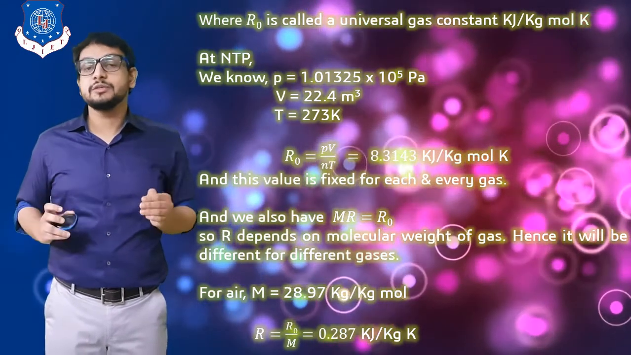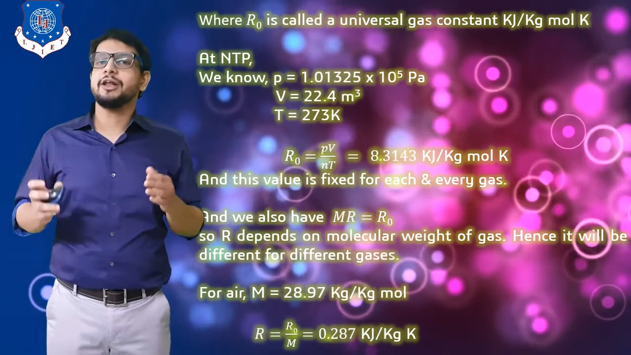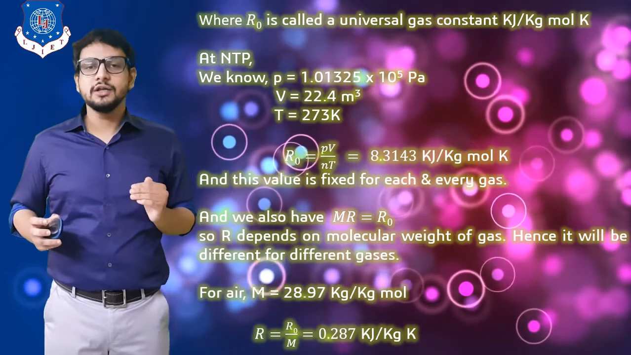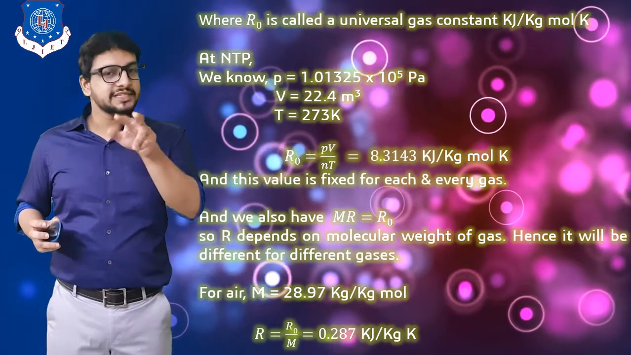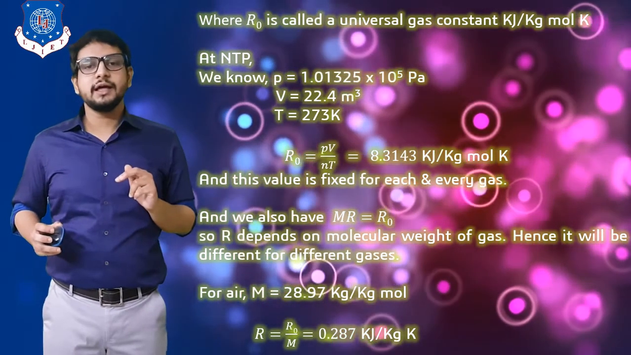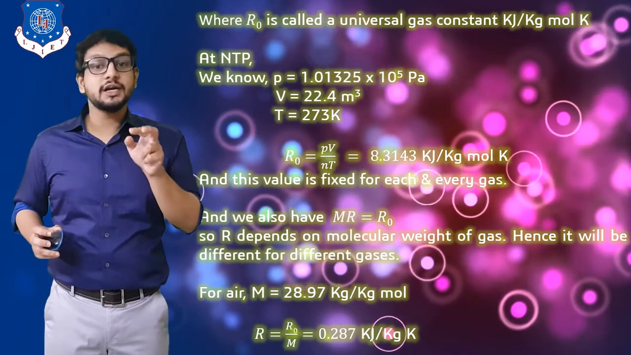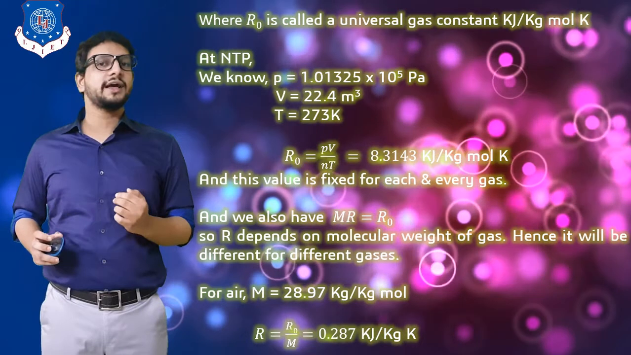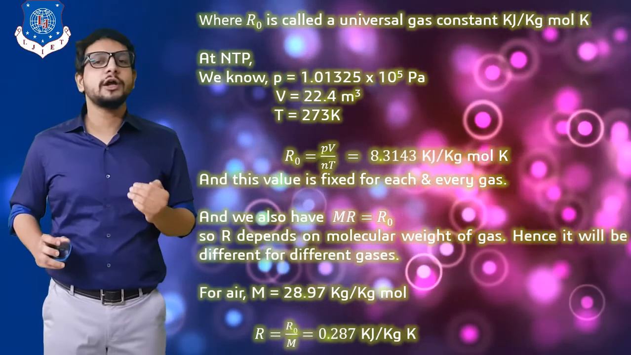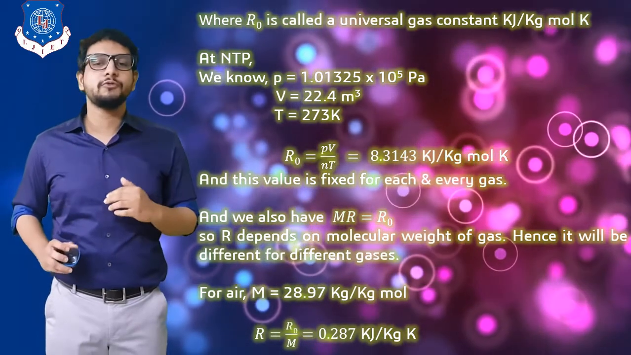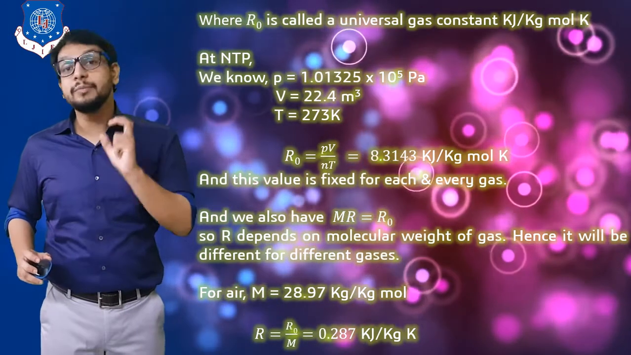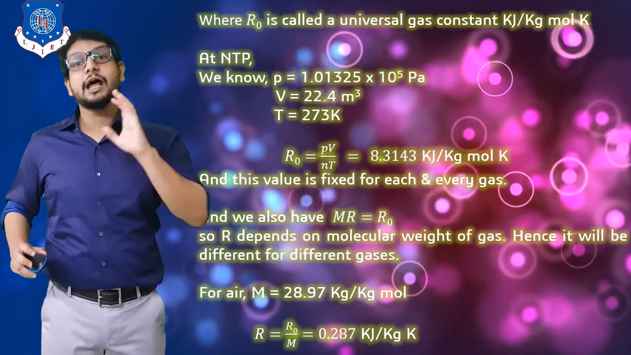Remember also, as we know, that we have replaced capital M into R by R naught, where M is the molecular weight of a gas, capital R was the characteristic gas constant, and R naught is the universal gas constant. So from this equation, we can say that the characteristic gas constant depends on the molecular weight of a gas. Since we know that the universal gas constant R naught is fixed, that is 8.3143, the value of capital R will be different for every type of gas.